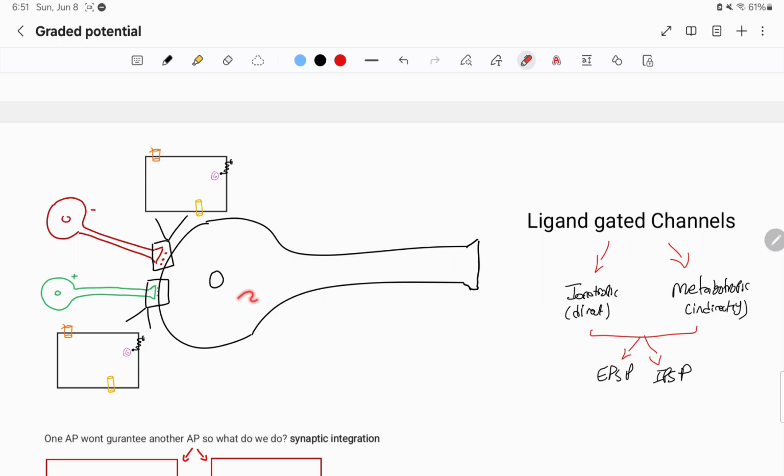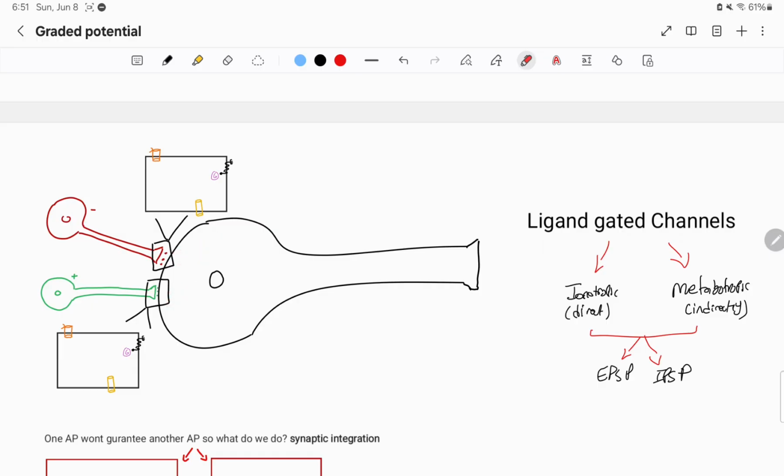Why would it do this? Because it wants to make an action potential occur here by getting us to threshold potential, which is at negative 55 millivolts. This guy wants to prevent an action potential from occurring. So what will he do? He will try to hyperpolarize us, get us further away from the threshold potential. So this guy will cause an IPSP, whereas this guy will cause an EPSP.